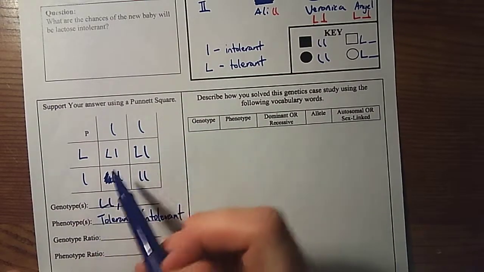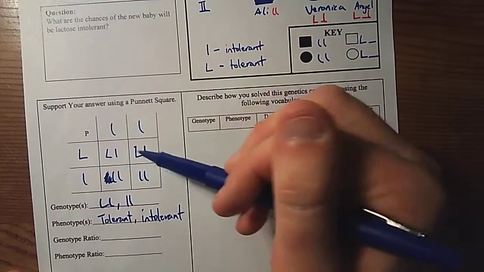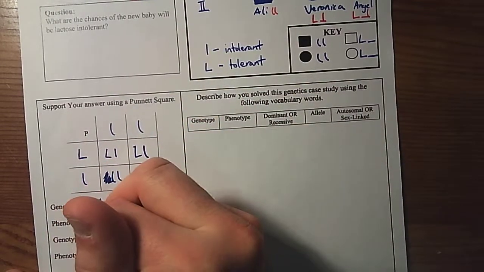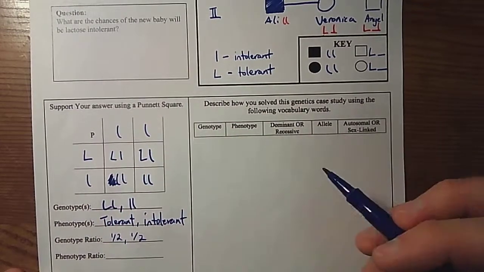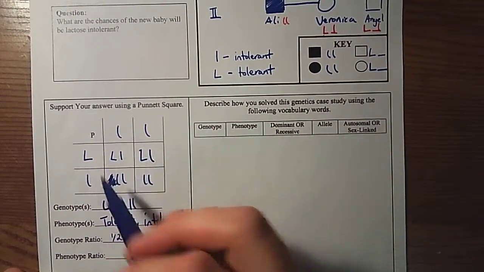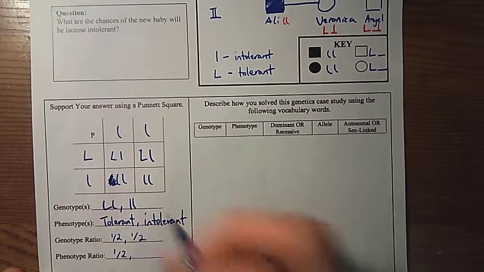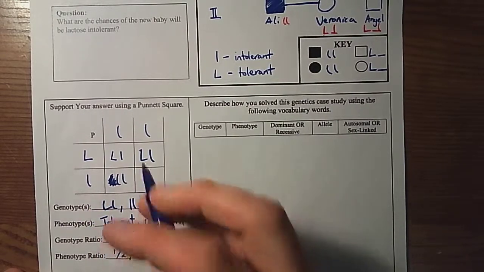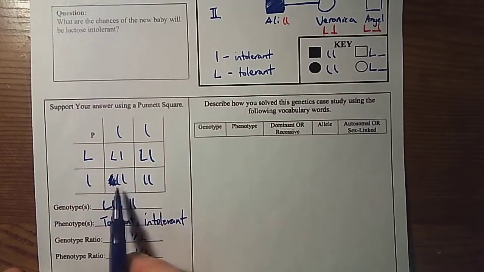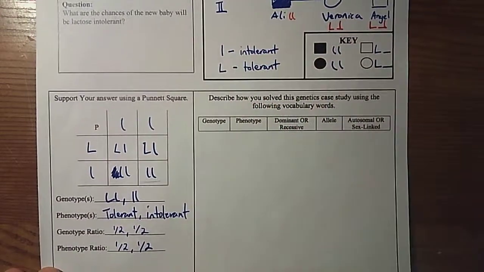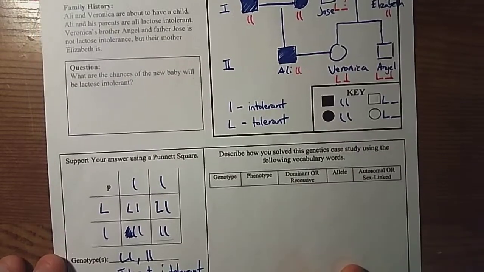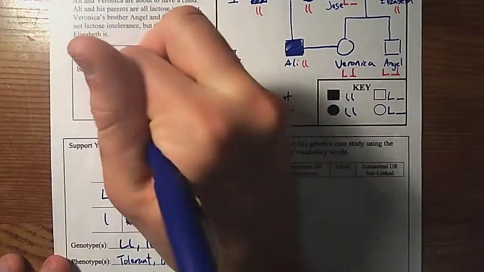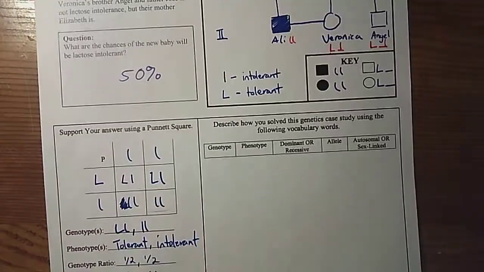For the genotype ratio, it looks like 1/2 of these squares would be heterozygous, so 1/2, 1/2. And it's the same thing with the phenotype. 1/2 is going to be tolerant if you have the dominant allele, and 1/2, or 50%, is going to be lactose intolerant if they have both recessive alleles. So what are the chances of the new baby being lactose intolerant? In this case, it's going to be 50%.